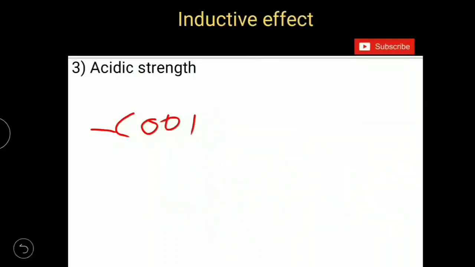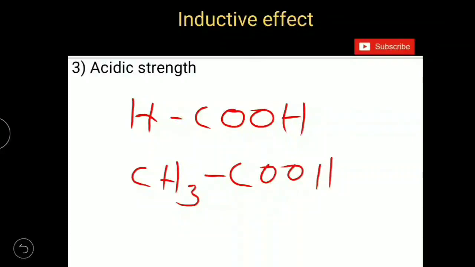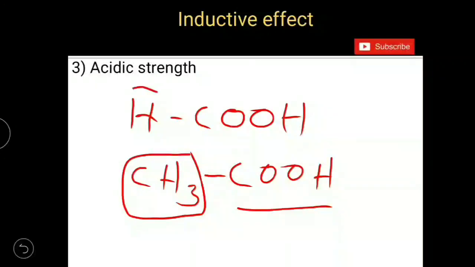Electron withdrawing groups increase acidic strength, and electron donating groups decrease acidic strength. So for example, if you have formic acid HCOOH and acetic acid CH3COOH, in this acetic acid the CH3 group, which is an electron donating group, is bonded to the carboxylic group, and in formic acid it is hydrogen, which is not electron donating, not electron withdrawing. Attachment of an electron donating group to the COOH group decreases acidic strength. So formic acid is more acidic than acetic acid.